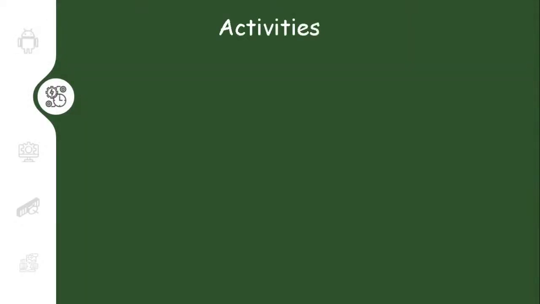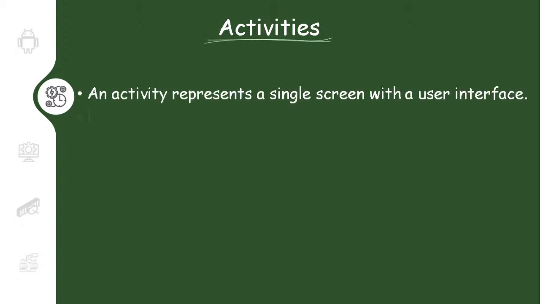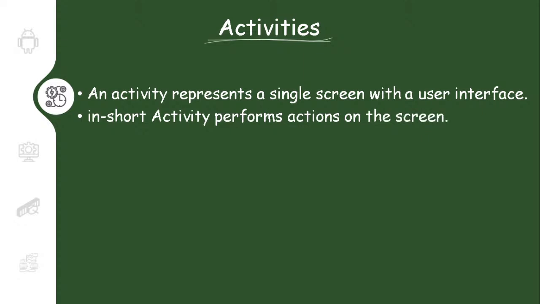So let's start with our first component, that is activities. Activity, as I told you, represents a single screen with a user interface. Like when you are designing an Android application, whatever you are designing, that means you want to put a label, an image, a button, so anything you want to display on a single screen is represented as a single activity. You can use multiple activities in your Android application.